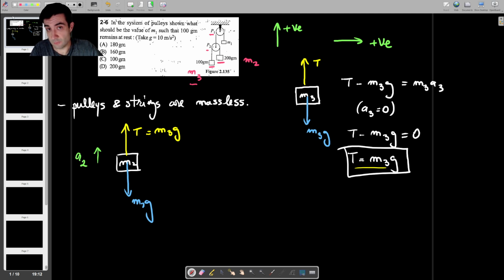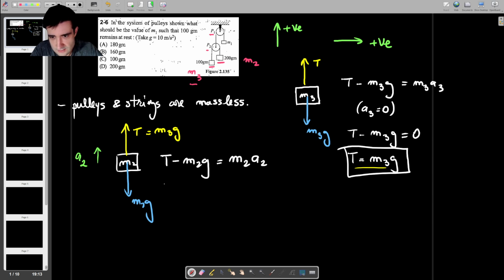Okay, if I'm wrong, then the final answer for A2 will be negative, which we won't even get A2 in the end, because we'll do some substitutions and we'll get rid of it, but we'll assume it's in the positive direction. So we can say that T minus M2G is equal to M2A2. Yeah, that's plain and simple Newton's second law.